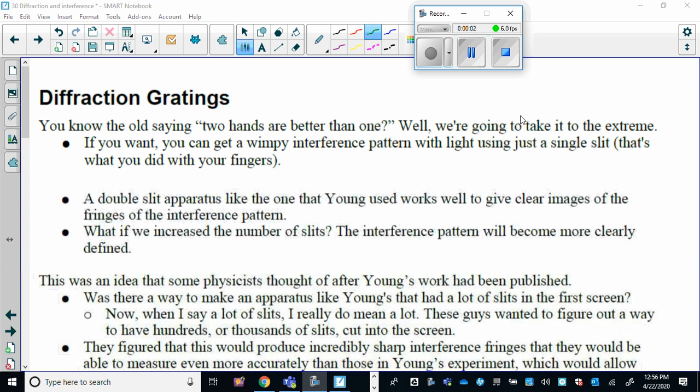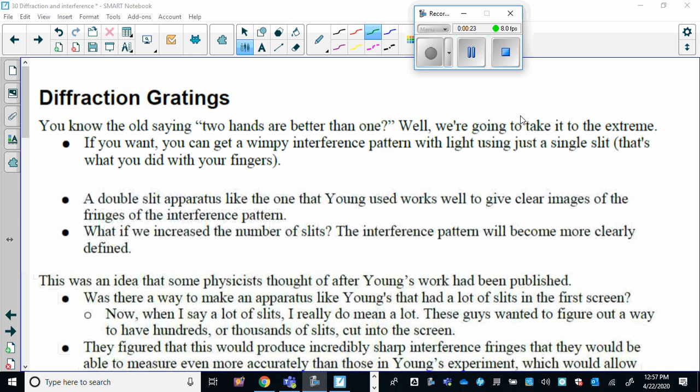Second part of this lesson deals with diffraction gratings. A diffraction grating simply means that we're going to take a piece of glass or a piece of plastic or something, and instead of actually cutting slits through it, we're just going to scratch a line in it. If we scratch a line in it, it acts like a diffraction grating. It acts like a slit.